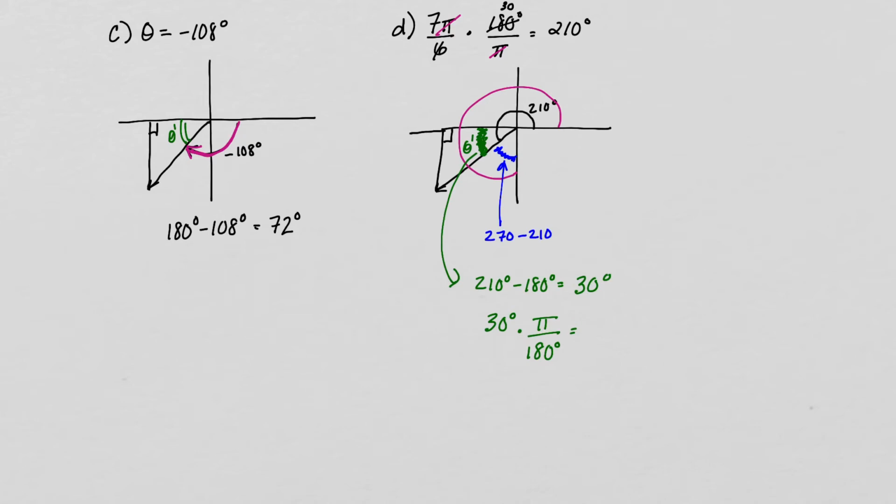Okay, so here 30 goes into 30 one time, and 30 goes into 180 6 times, and so we're left with pi over 6.